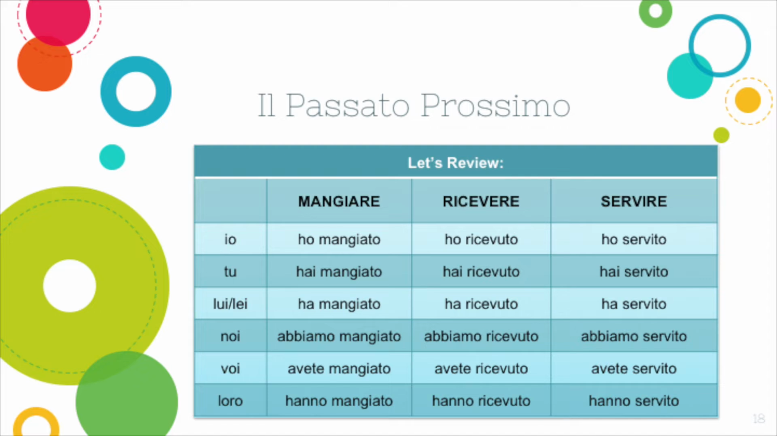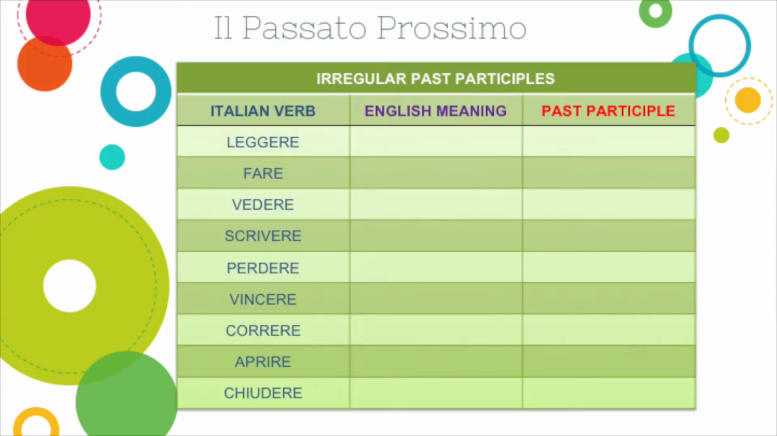If not, go back and watch last week's video or reach out and talk to me one-on-one so that we can get you caught up. This week we're going to be focusing on irregular past participles. So as always in Italian, we have some words that don't follow the norm. Take a look at this chart. We have leggere, fare, vedere, scrivere, perdere, vincere, correre, aprire, and chiudere. These are just some examples of verbs that do not follow normal past participles.